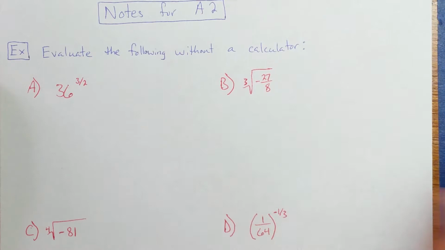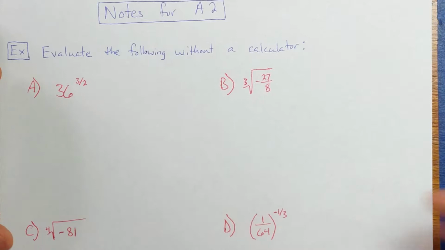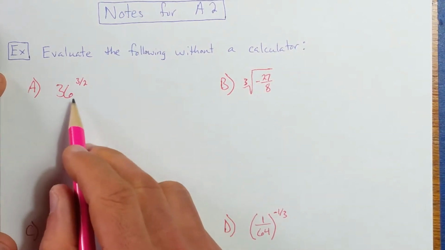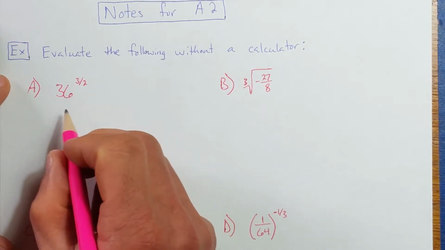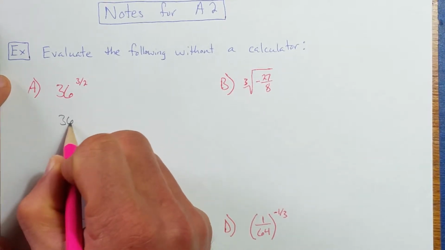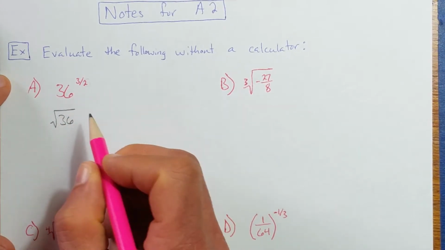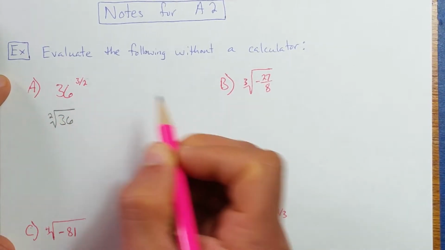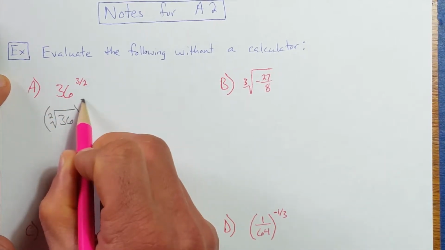I'm going to start by evaluating the following without a calculator. You'll see next year in Honors Functions and Trig we do a lot of simplifying radicals without calculators, so it's a good skill to have. So letter A, 36 to the 3 halves power. Remember that you can rewrite this as 36. Whatever the denominator is, that is the root of the problem.